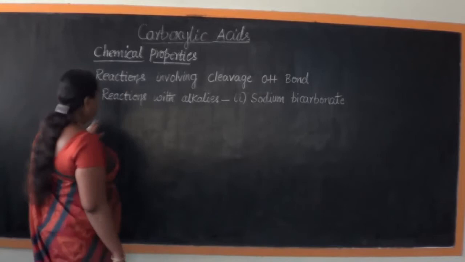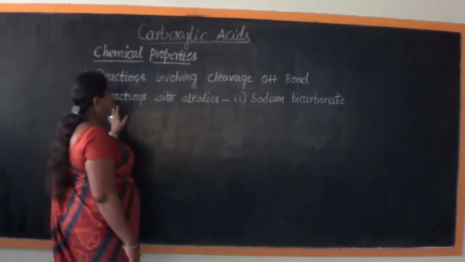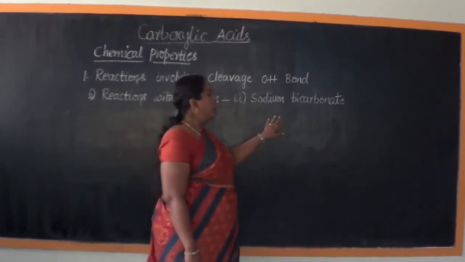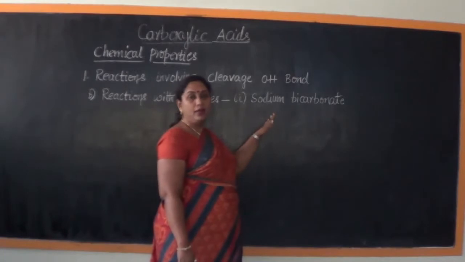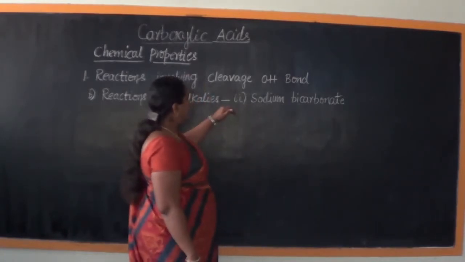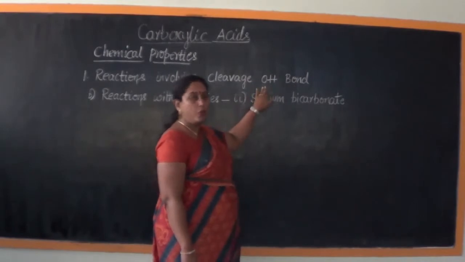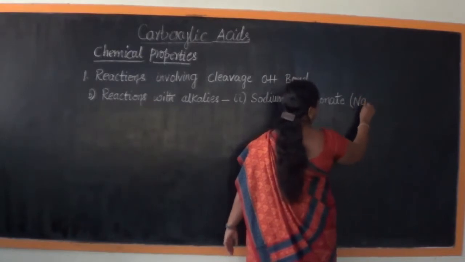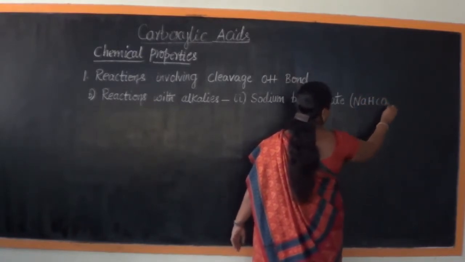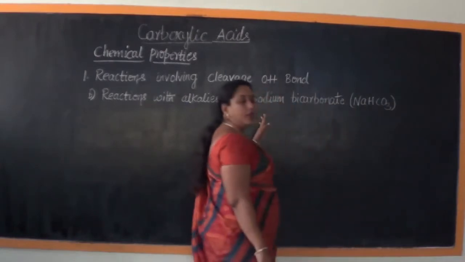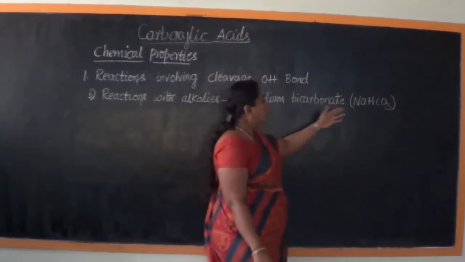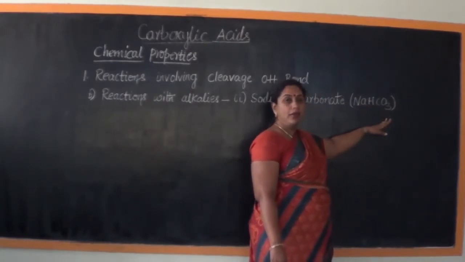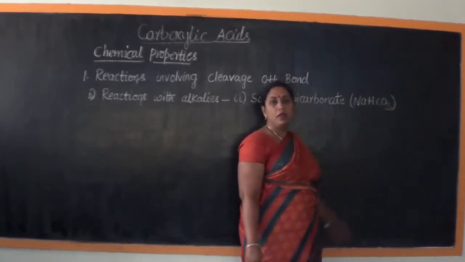In this video lesson, let us continue to understand reaction with alkalis, in this case with the example of sodium bicarbonate as the alkali under consideration. Even these reactions are involving the cleavage of OH bond. What is the formula of sodium bicarbonate? NaHCO3. This sodium bicarbonate can also be otherwise called sodium hydrogen carbonate. We can also call this compound by the name sodium hydrogen carbonate.